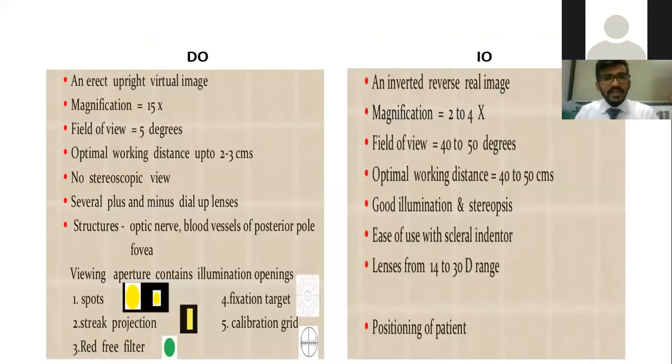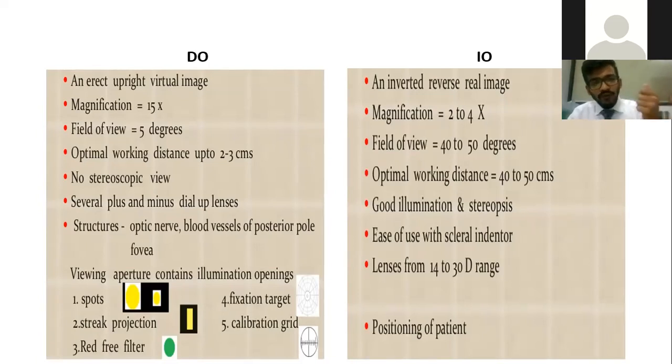A small difference, all of you are aware of it, between the DO and the IO. The DO gives an erect, upright, virtual image. In the IO, it's a reversed and inverted image. Magnification is very high in the direct ophthalmoscope, with a very small field of view, that is 5 degrees. In the IO, the magnification is much less, that is 2 to 4x, and the field of view is very wide, around 40 to 50 degrees.